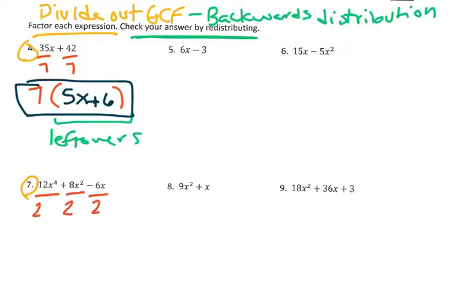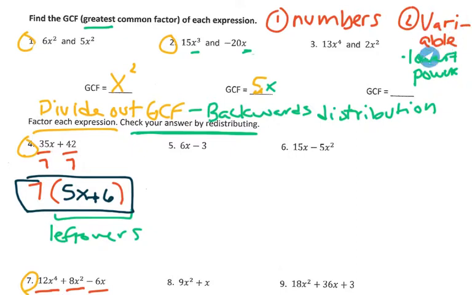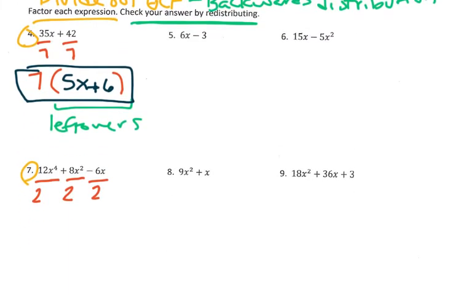And then we look at the power of the variables. So we have x to the 4th, x squared, and x. Looking back at our notes, we're going to do the variable at the least power. So which one of these variables has the least power? We have 4, 2, and this is actually a 1. So in that case, we're going to have an x that's divided into all of them as well.